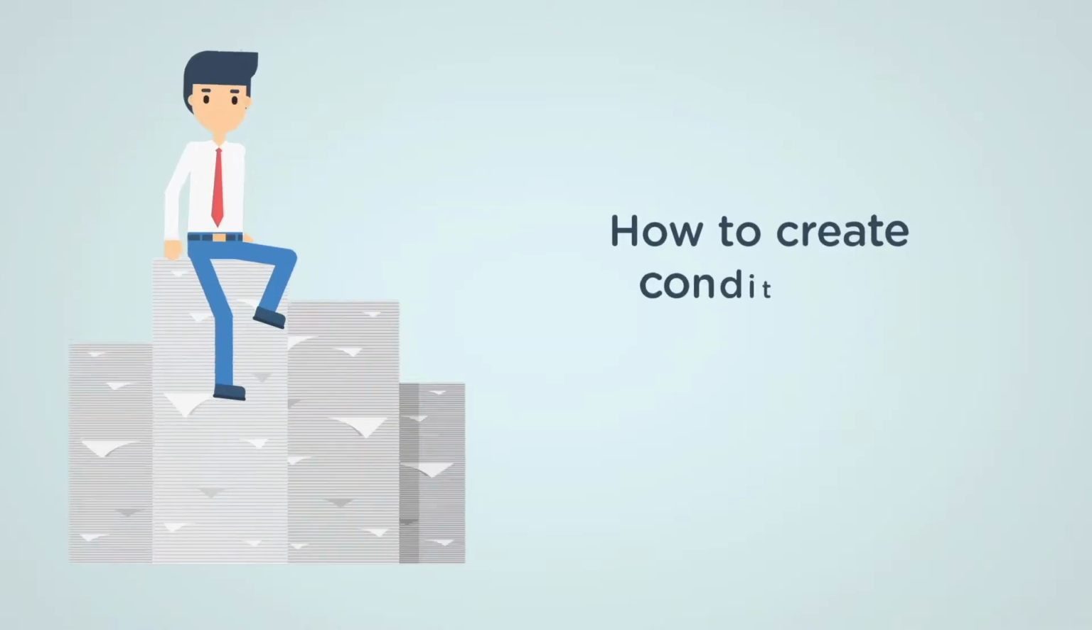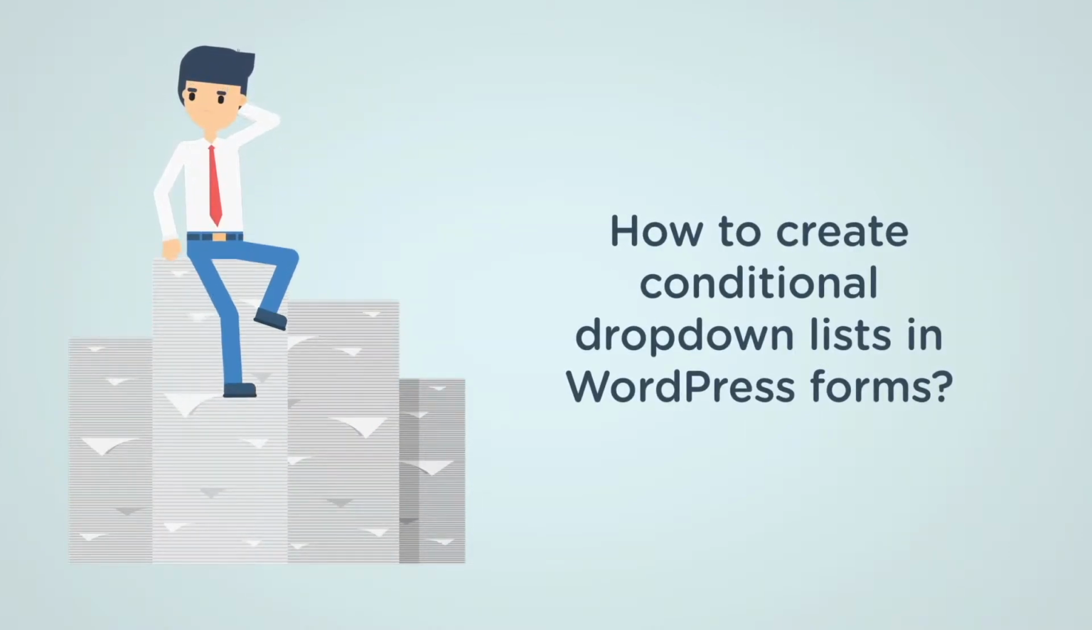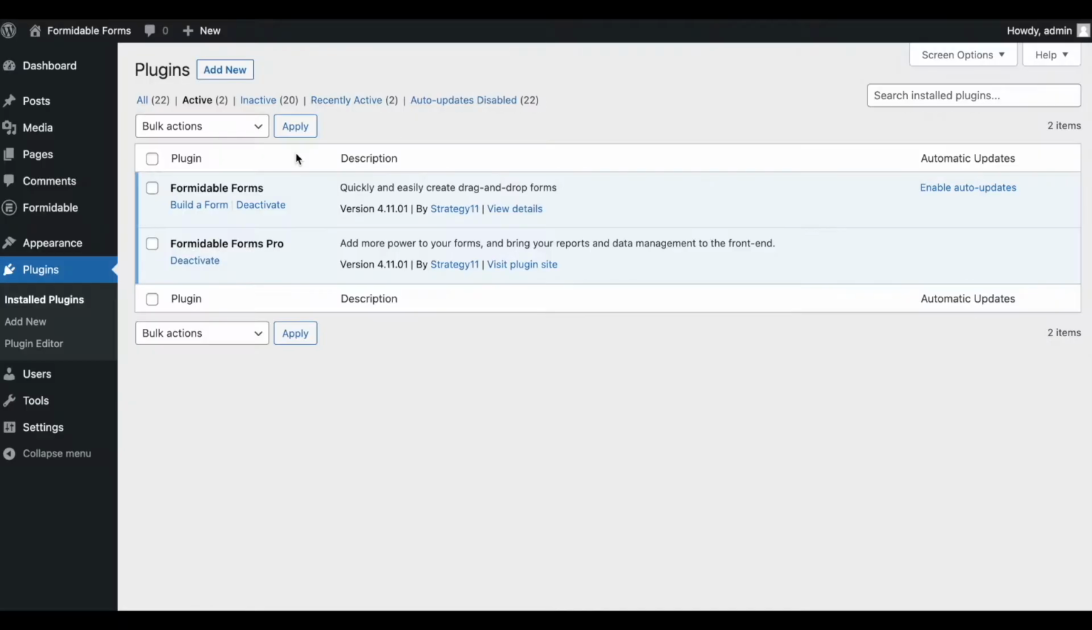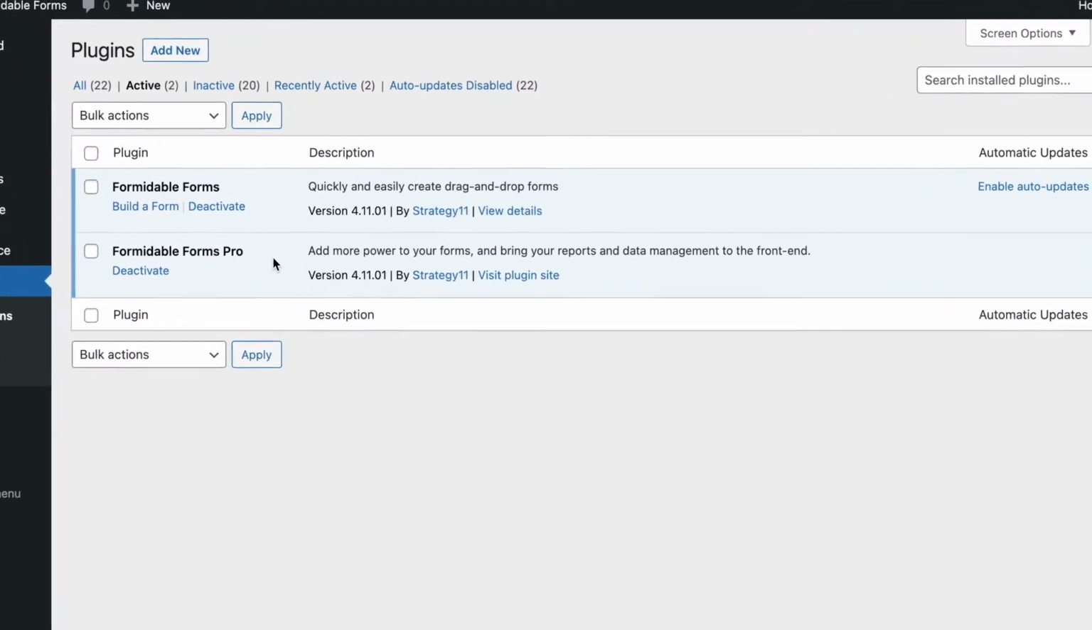In this video, we'll show you how to create conditional drop-down lists in WordPress forms. Without further ado, let's start. First, ensure that you have Formidable Forms Pro installed and activated on your site.